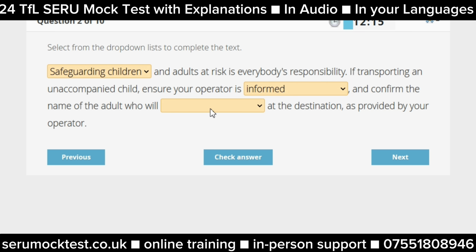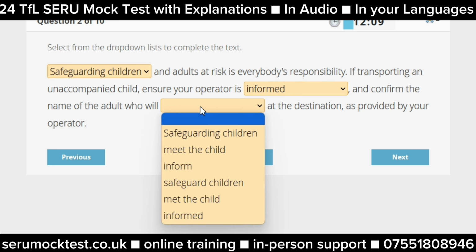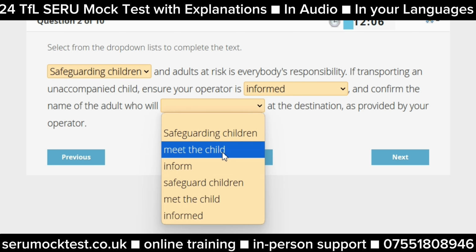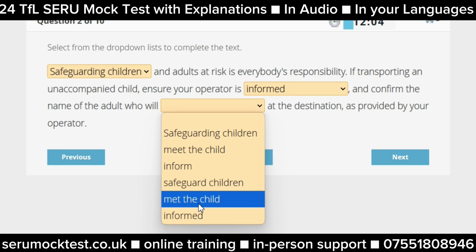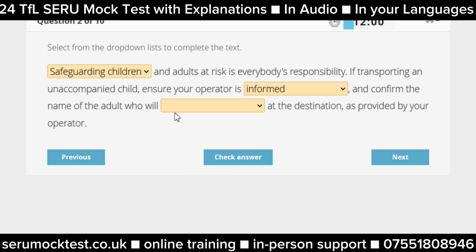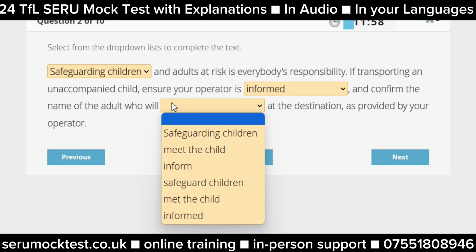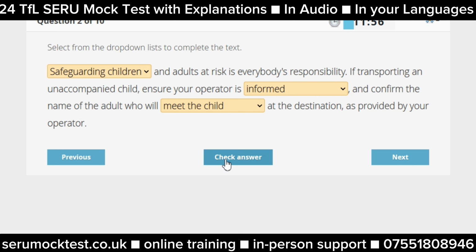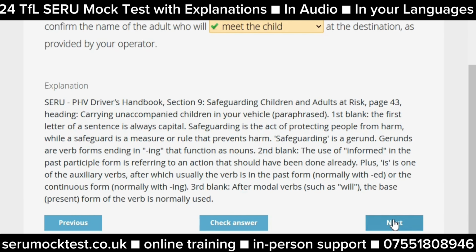Okay, and then we go to the next one. Confirm the name of the adult who will meet the child, who met the child? No, it's will. This word "will" here is referring to something that will happen in the future. So therefore, who will meet the child? So in the future. So that's also correct.